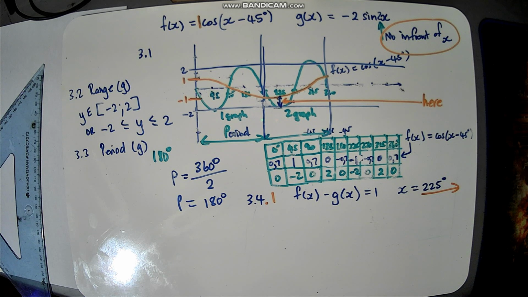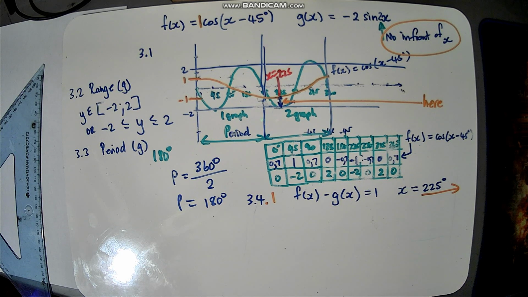Okay, so f of x minus g of x means y value minus y value must equal 1 unit. That's the only place on the graph where you'll get that. So at x is equal to 225, this is where you will get that 1 unit between the graphs. Please excuse my diagram. I had to draw a little smaller so I could fit everything on here, and as a result the drawing is not so accurate.